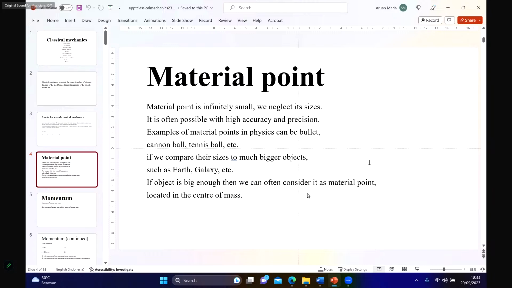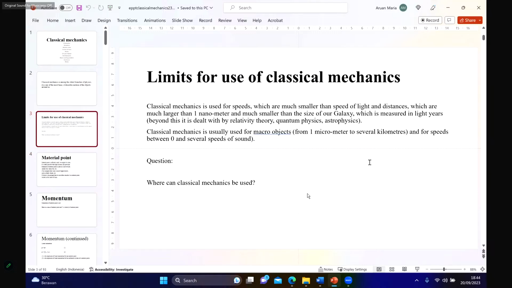Sir, I want to ask, at the previous slide, it's from 0 to several speeds of sound. Is that the limit? We know that there is a speed of light, there is the limit of the classical mechanics.